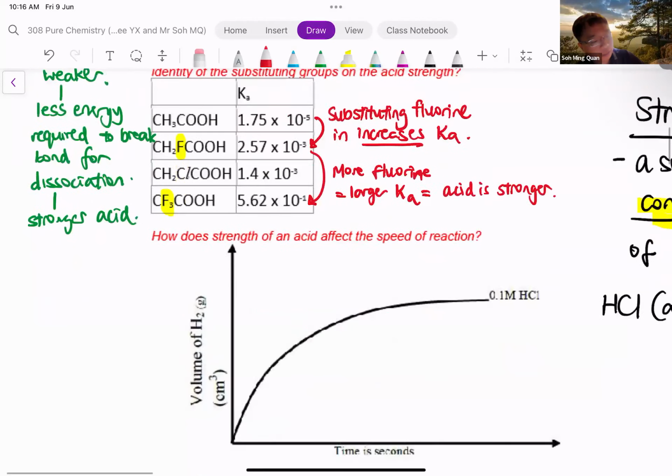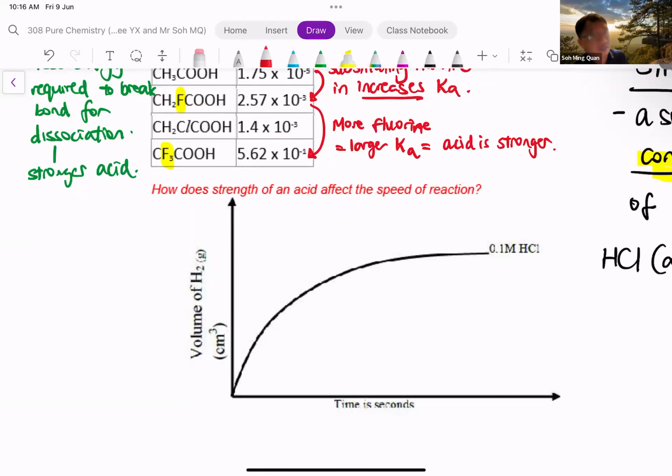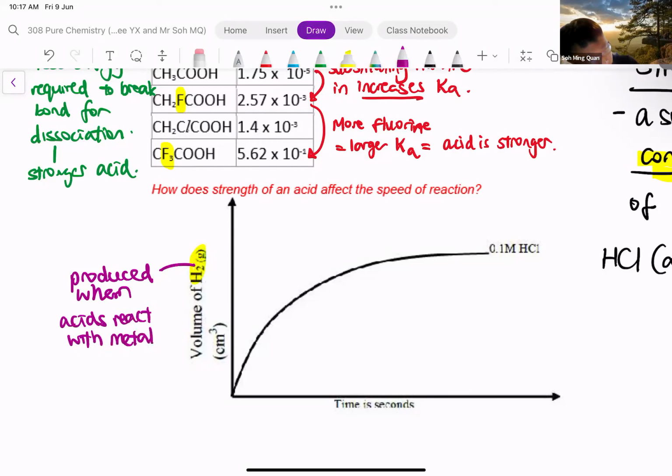Now, moving on, how does the strength of an acid affect the speed of reaction? So you have seen this graph before. This is basically the volume of gas against time graph. Very often, acids can react with different substances to produce gases. In this case, it's hydrogen gas. Hydrogen gas is produced when acids react with metals, right? Acid plus metal forms salt and hydrogen.